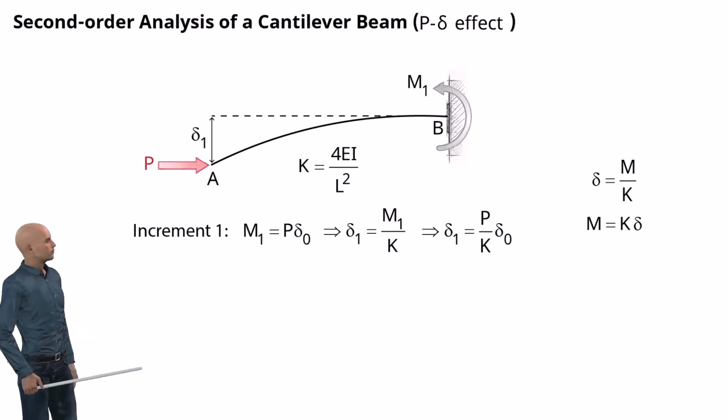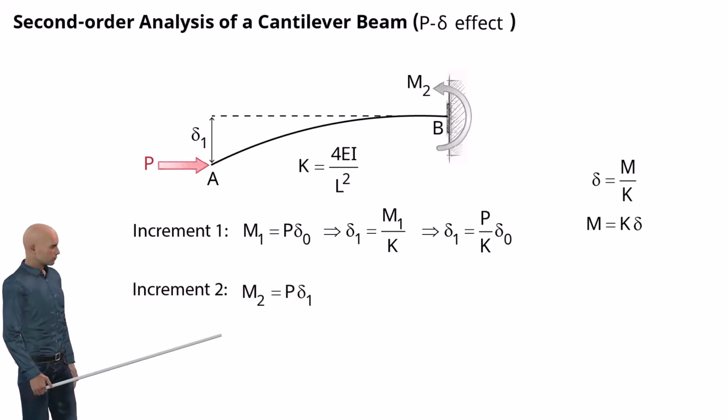But the process does not stop there. Because of this new displacement, the force P now has an additional offset. P times delta 1 produces another incremental moment at B. We call this moment M2.